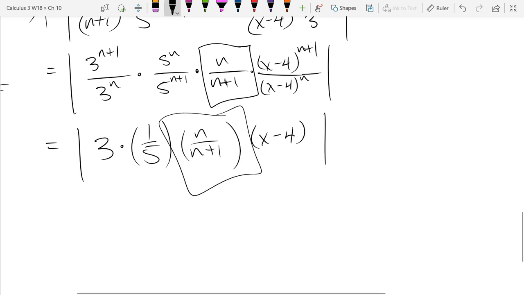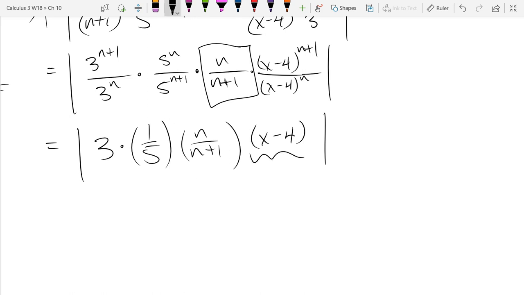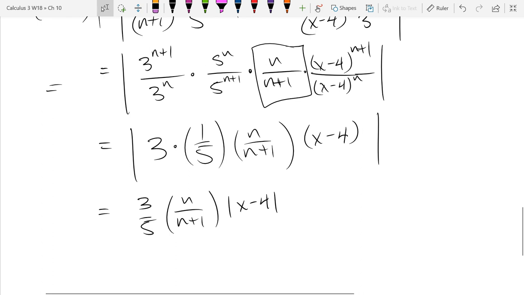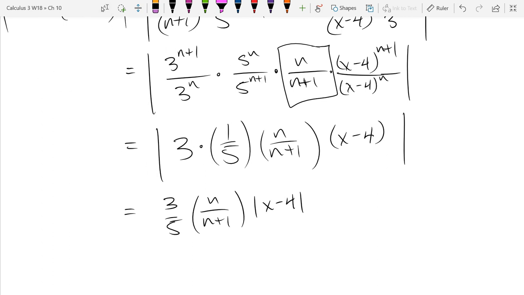What's the absolute value of n over n plus 1? However, why they shrunk from surrounding everything to just the last term. The last term is the only one that could be negative. Oh, okay. So I basically broke them out because I knew they were positive.